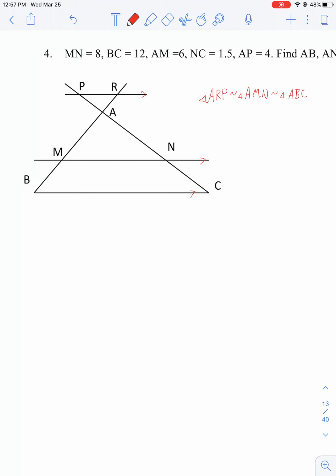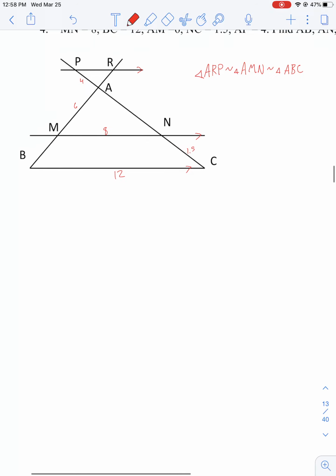And fill in what you know, what you don't know. MN is equal to 8. BC is equal to 12. So that's the ratio of our bases there. Check these off as I go along. AM is equal to 6, just a little guy there. NC is equal to 1.5, and AP is equal to 4.